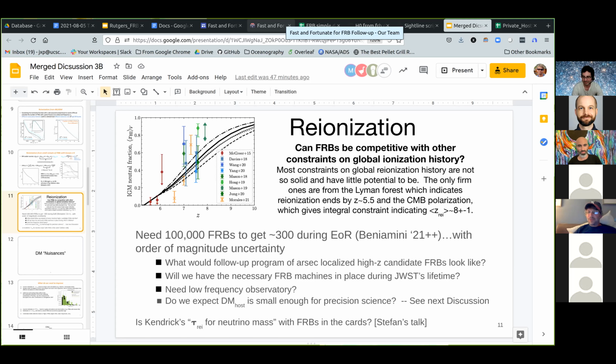Is any observer project oriented person willing to raise their hand and say we'll have 10 redshift 4 FRBs in the near future? Perhaps. Okay, great. Thanks, Paz, for leading that.